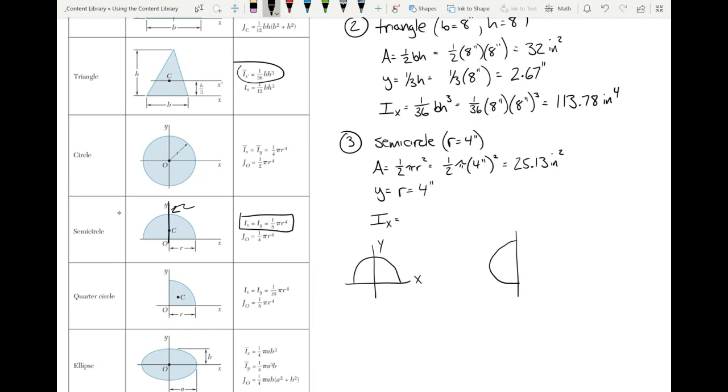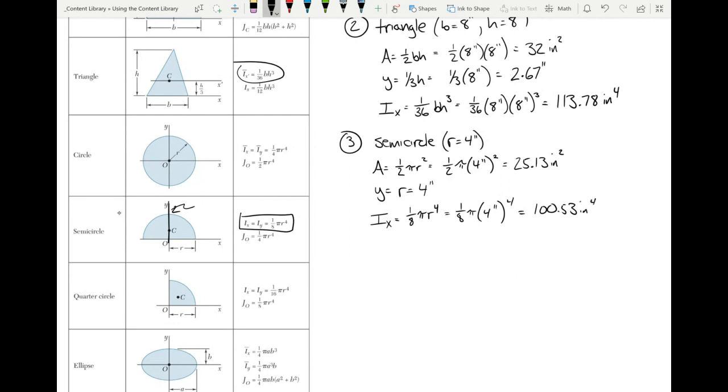So this is going to be 1/8 pi r to the 4th. Okay, and let me erase this because I'm running out of space. So this is going to be 1/8 pi, and that's 4 inches to the 4th. Somebody do that one for me. What'd you get? 100.53. Good deal.